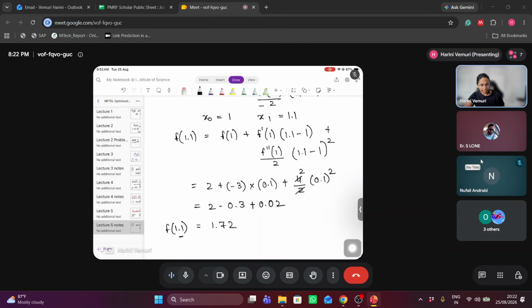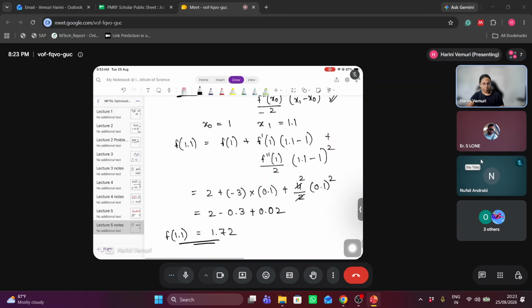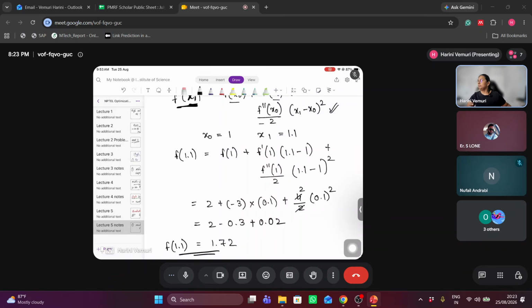Is this problem clear, how we are doing this? You guys have the approach correct, we have to use this, but you might get confused about x1, x0, how to assume those values. That's why I gave this problem. Okay, is this clear?